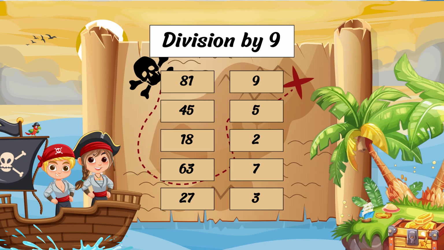The solutions are 81 divided by 9 equals 9, 45 divided by 9 equals 5, 18 divided by 9 equals 2, 63 divided by 9 equals 7, and 27 divided by 9 equals 3.